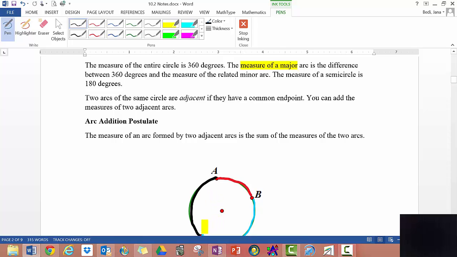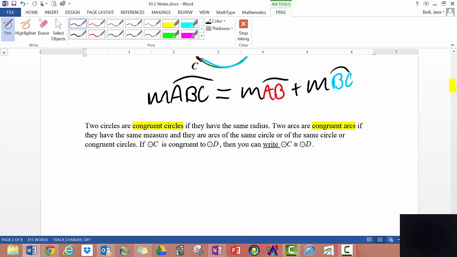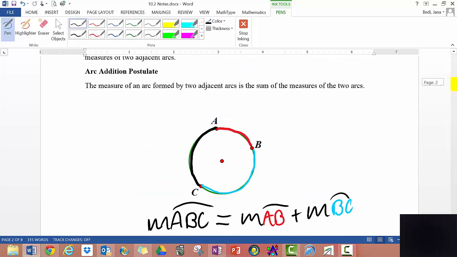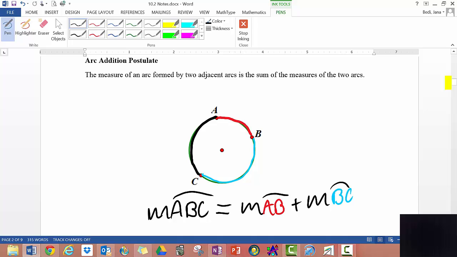If two arcs are adjacent, in other words, if they share a common endpoint, and over here we see that the red arc and the black arc share endpoint A, therefore arc AC and arc AB are adjacent. We may add their measures to find the measure of arc ABC. Actually, I would like to say the measure of arc CAB here.